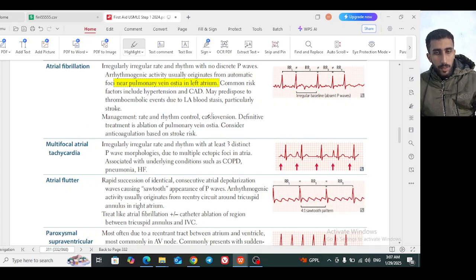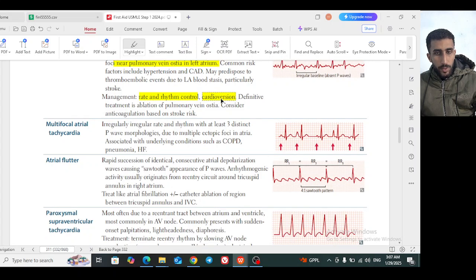For the management, first ask yourself: is the patient hemodynamically stable or not? For acute management, if the patient is hemodynamically stable, you give rate and rhythm control with drugs. But if he is hemodynamically unstable, you have to cardiovert your patient. Cardioversion is the treatment for a hemodynamically unstable patient. After the acute condition is stabilized, you give the definitive treatment. Remember that the origin of atrial fibrillation was the pulmonary vein ostia in the left atrium, so you ablate the pulmonary vein ostia area, and you may consider anticoagulation based on the stroke risk.